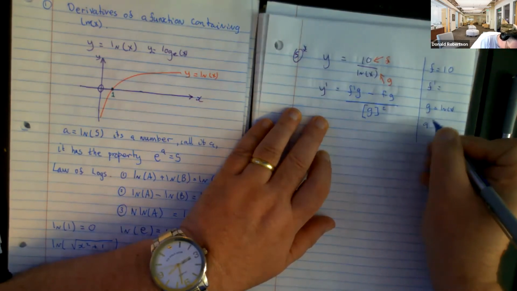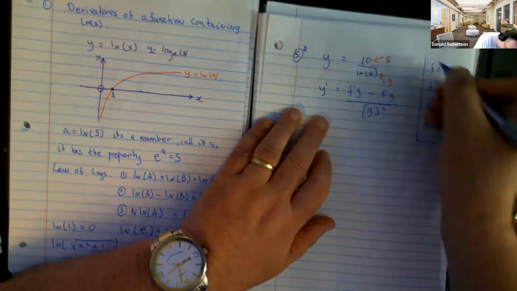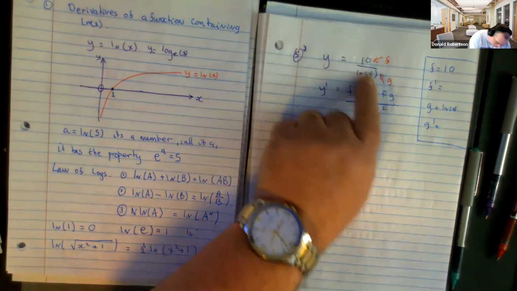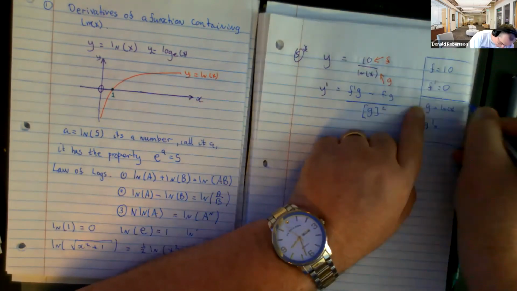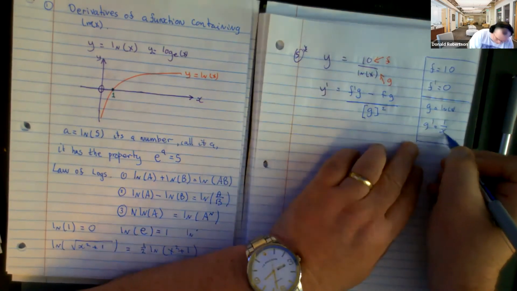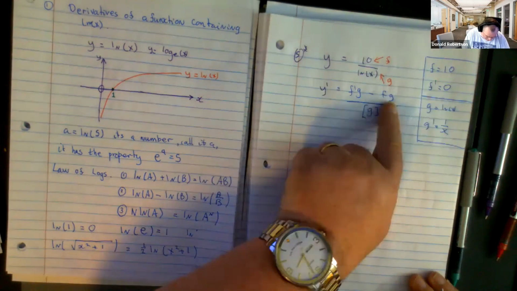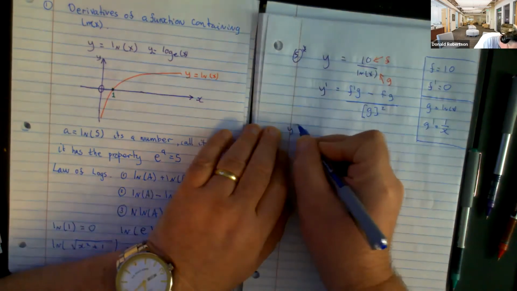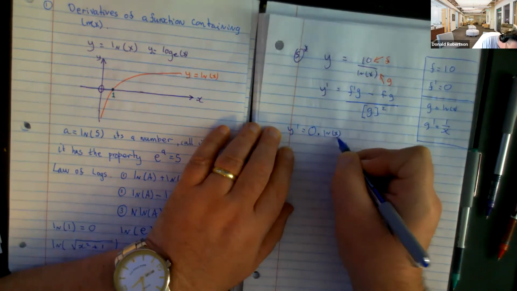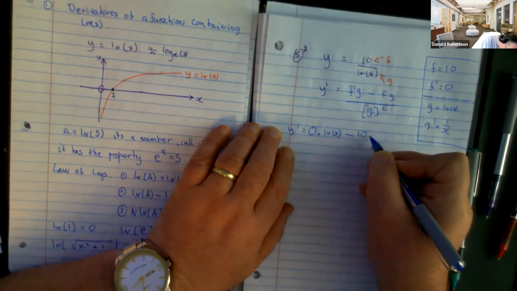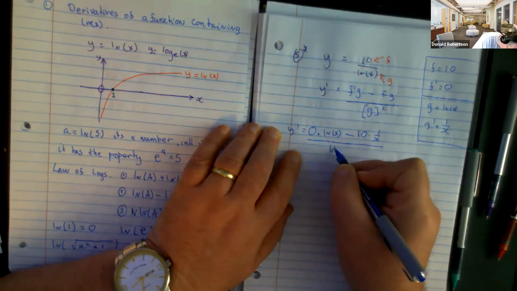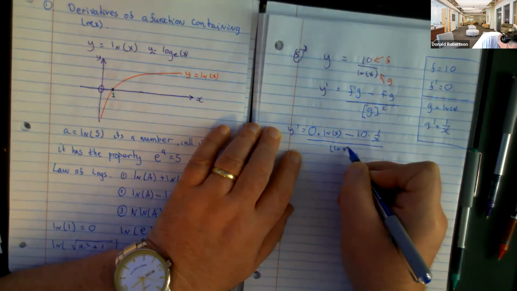Because sometimes numbers cause problems. The top function f is just the number 10. So won't its derivative be 0? And the bottom function is log x, and the derivative of that is 1 over x. So these are the pieces that are going to go in here. So it's 0 times the natural log of x, take away 10 times 1 over x, all over the natural log of x squared.